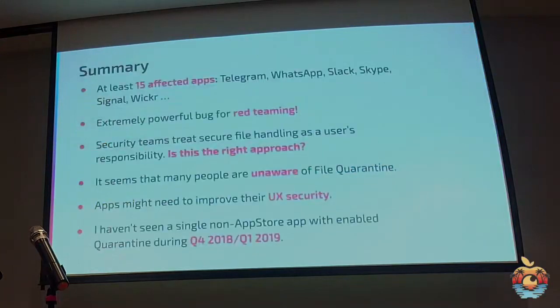Summarizing this part of the talk, at least 15 different messengers were affected, including such well-known messengers as Telegram, WhatsApp, Slack, Skype, Signal, Wickr, and so on. This bug is actually extremely powerful because you don't need any sophisticated tooling or sophisticated exploit to compromise the victim. You just need to send a terminal file and hope that the victim is going to open it.